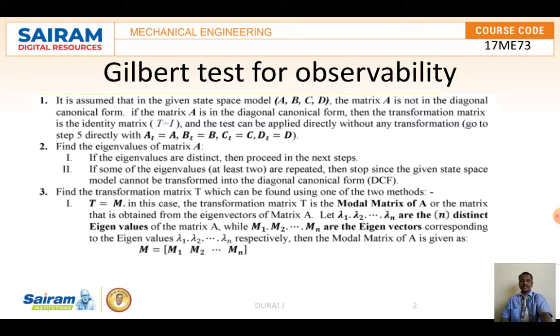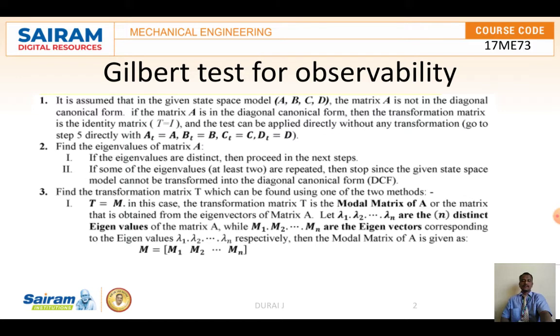So find the eigenvalues of matrix A. If the eigenvalues are distinct, then proceed to the next step. If some of the eigenvalues are repeated, then stop, since the given state space model cannot be transformed into diagonal canonical form, DCF. And third, find the transformation matrix T, which can be done using one of two methods. T is equal to M.